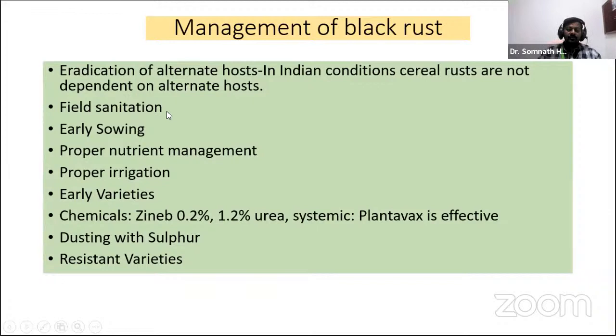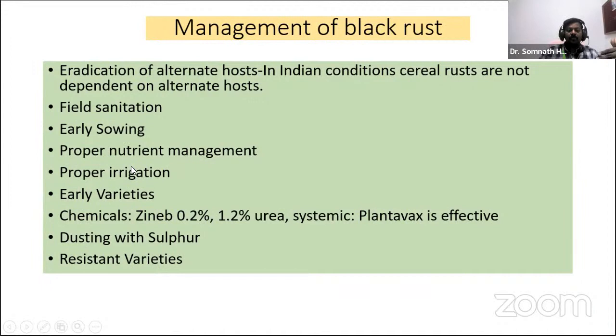Early sowing is required, because with early sowing, or short duration varieties, there will be no huge loss due to the disease in the wheat. And proper nutrient management, because the application of NPK is directly related with the severity of the disease. So we need to manage the crop with proper nutrients and proper irrigation, because higher humidity favors disease development. So we need to devise strategies for proper nutrient and irrigation.